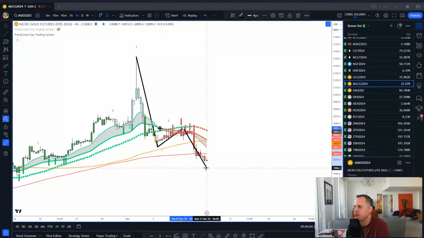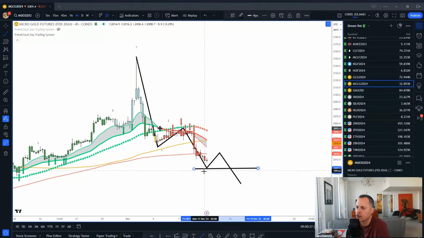Now, what do you expect something like this to do when you've broken through a major level of support? Well, what it usually does is it comes back up into that area that it broke through to make another move down. Okay. Breaks through this area. This would be structure, right? This would be a pivot candle to the downside. What's it going to do?